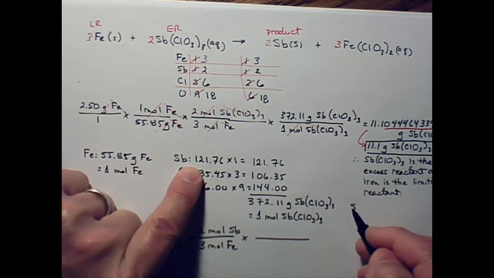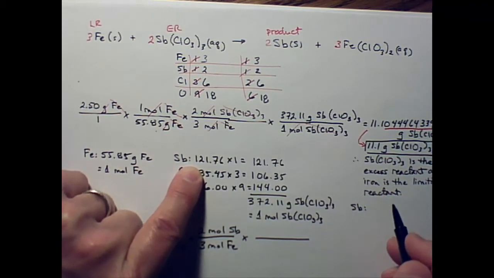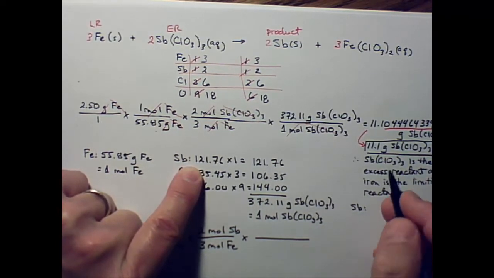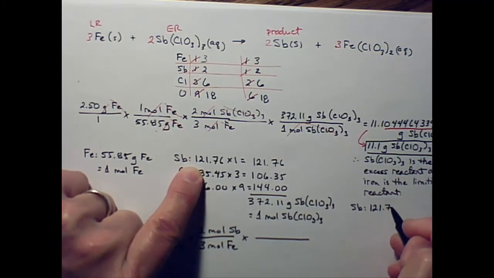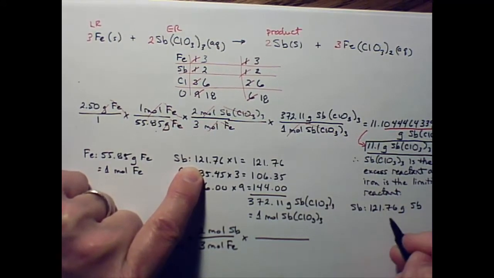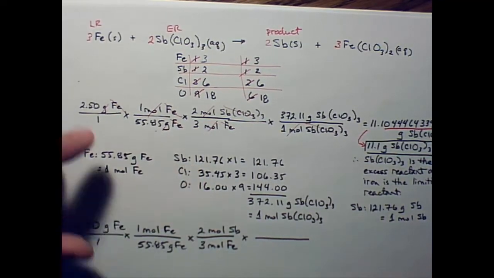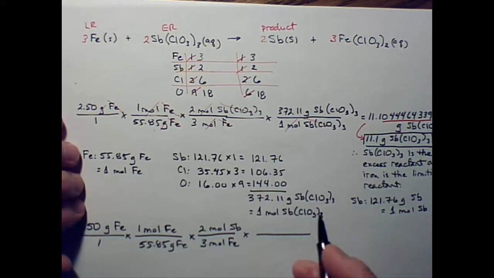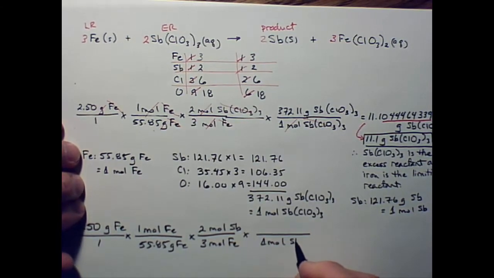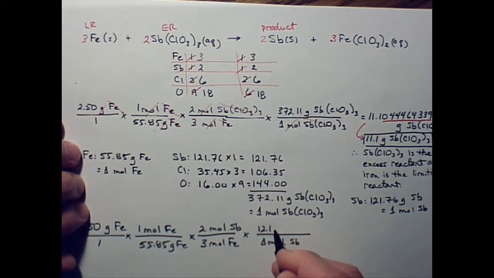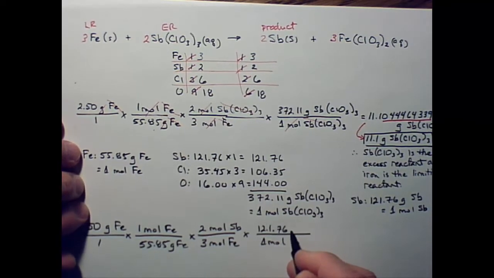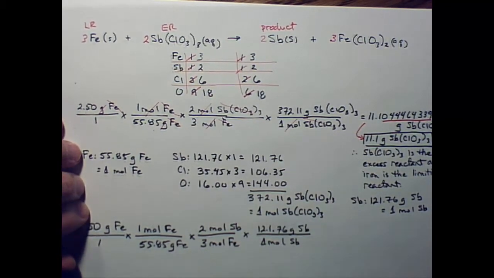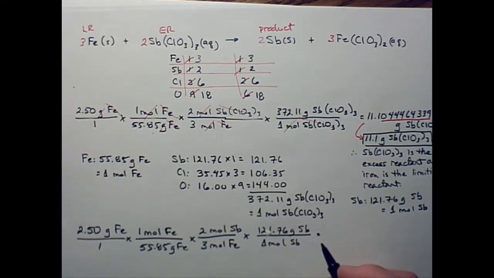I'm going to write it out so that I have an equality statement to give me the molar mass ratio I need here. 121.76 grams of antimony equals 1 mole of antimony. Okay, now I require that you write out an equality statement to justify all the conversion units. Please don't forget to do that. 1 mole of antimony and 121.76 grams of antimony. And we're ready to do this math.